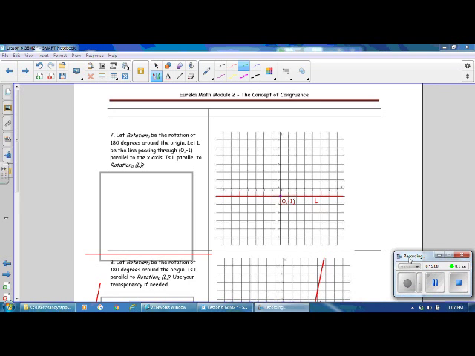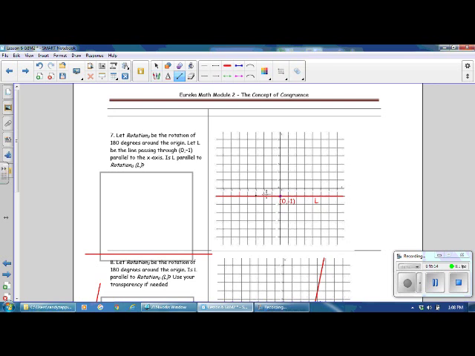Number 7. Let rotation O be the rotation of 180 degrees around the origin. Let L be the line passing through 0, -1, parallel to the x-axis. Is L parallel to the rotation of L about the origin? So pick a point on the line and draw a line through the origin to that point. So let's try point -3, -1.